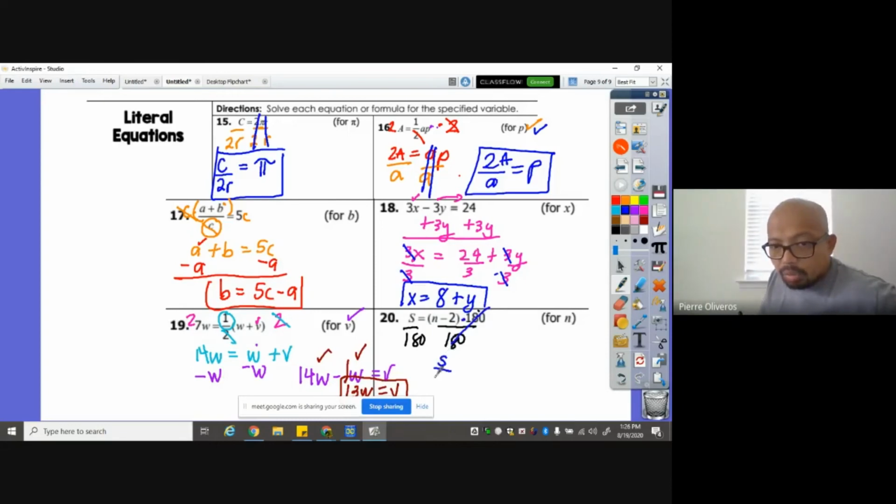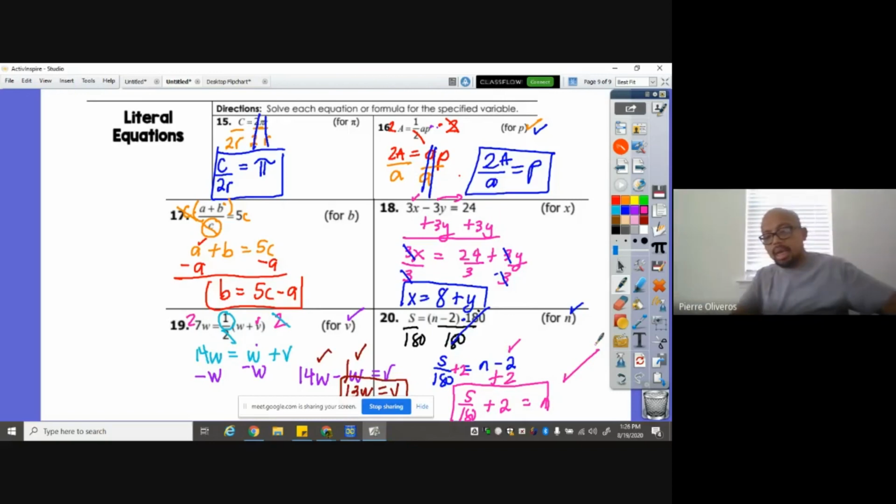That gives me s over 180 is equal to n minus 2. Now we're one step away to isolate the n. We can just get rid of the negative 2 by adding here by 2 and adding here by 2. So therefore, s over 180 plus 2 is equal to n. And that's the answer. Kaboom. Hope you learn how to solve equation, proportion, special case, and literal equation. Kaboom.